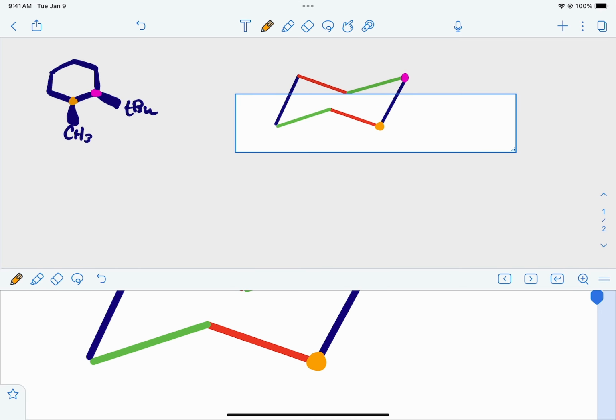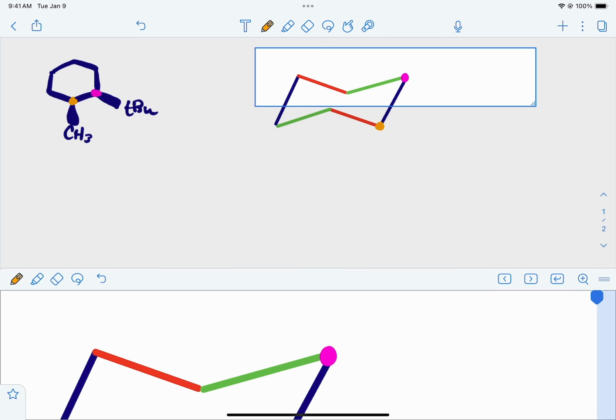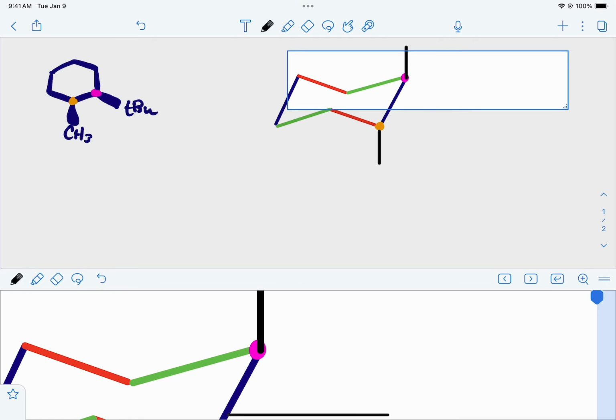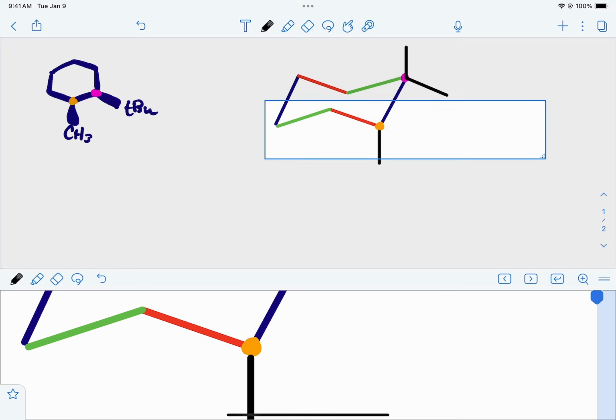Okay, now we know that this is an upward facing vertex, so it's going to have an axial up, and this is a downward facing vertex, right? So it's going to have its axial down. Okay, then the equatorial on the pink is going to go parallel to one of the red lines. So it's going to go like this. And then the equatorial on the orange is going to go parallel to a green line. So it's going to go like that. Okay. So there's the two relevant carbons that we've drawn out here.